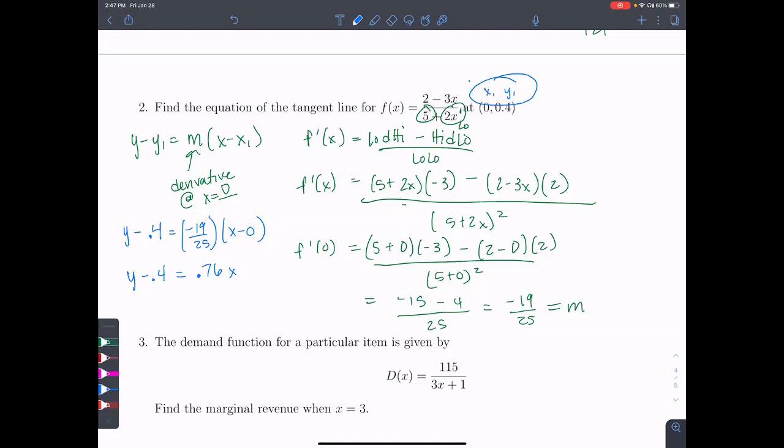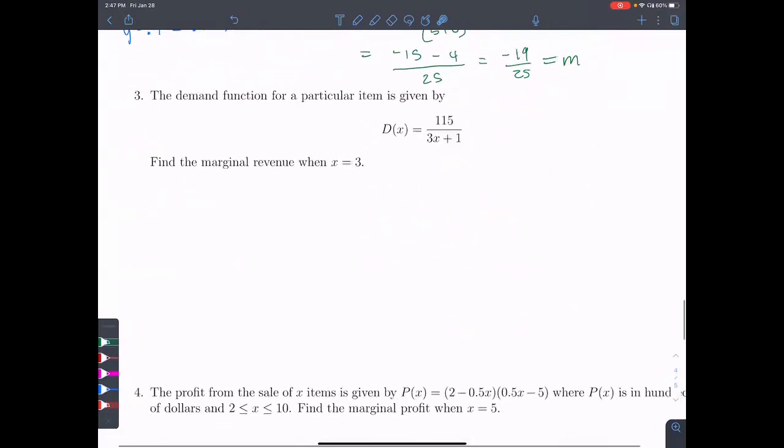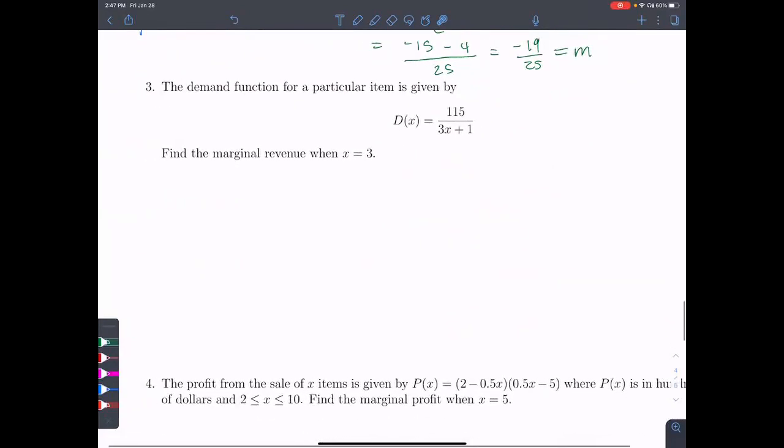Okay, so we did this in chapter 2, which is now we have a function that we couldn't have done it with then. Okay, the demand for a particular item is given by 115 over 3x plus 1. Find marginal revenue. So again, looking at this, marginal revenue tells you you're going to take a derivative.